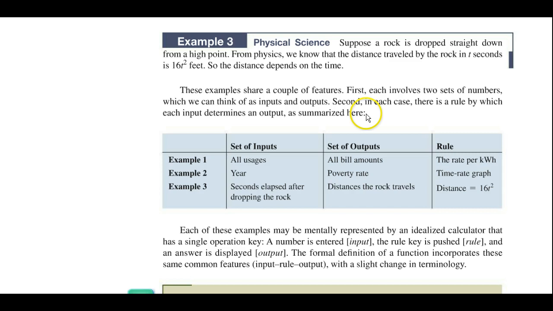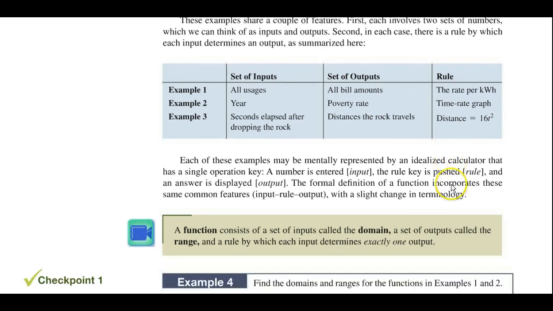So in all of these, this is what they're bringing in now, there is all the usage of kilowatt hours, all of the people per year in poverty, and then the seconds that elapse since dropping the rock. So this will be our input information. Our output is the amount of the bill, what the poverty rate is, and of course the distance the rock travels. Now these are the rules. This was the input information, this is the output, and this is the rule that governs it.